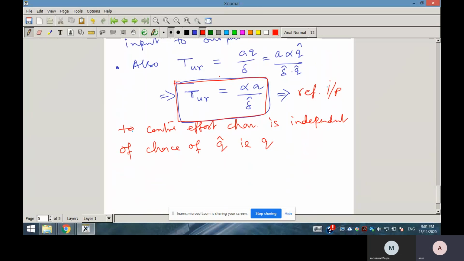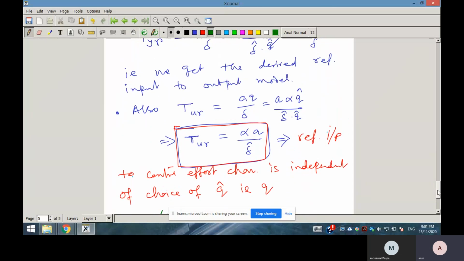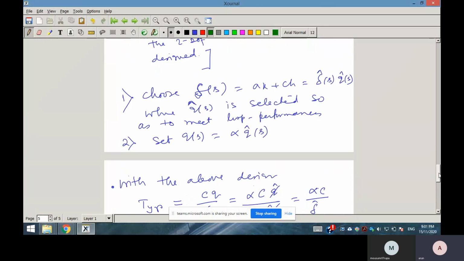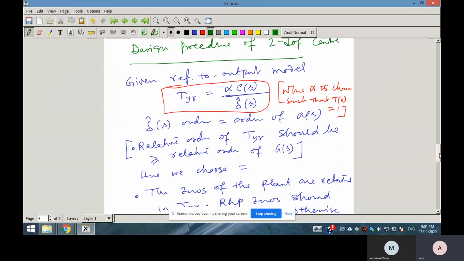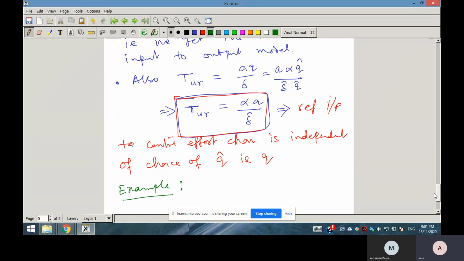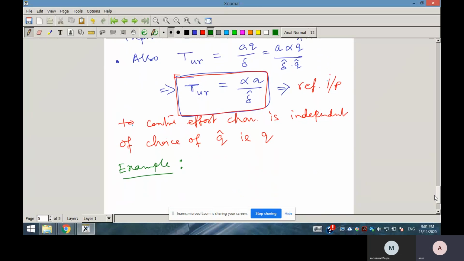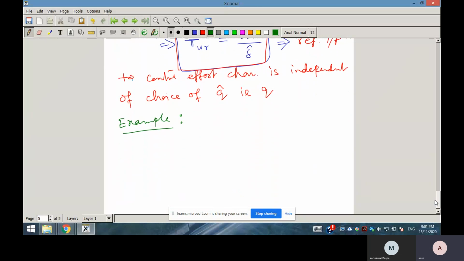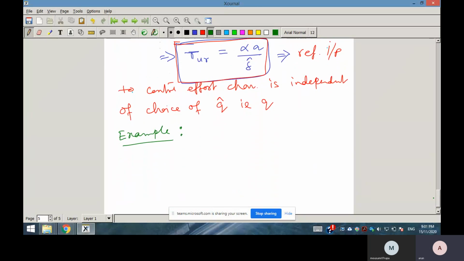So one example we will consider to illustrate this. But remember that this kind of unchanged reference input to output behavior and reference input to control effort behavior you will not get in the case of 1 degree of freedom control, that we will see.